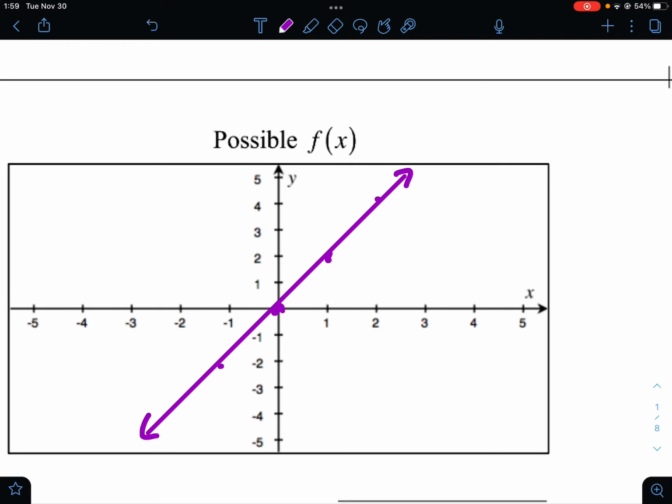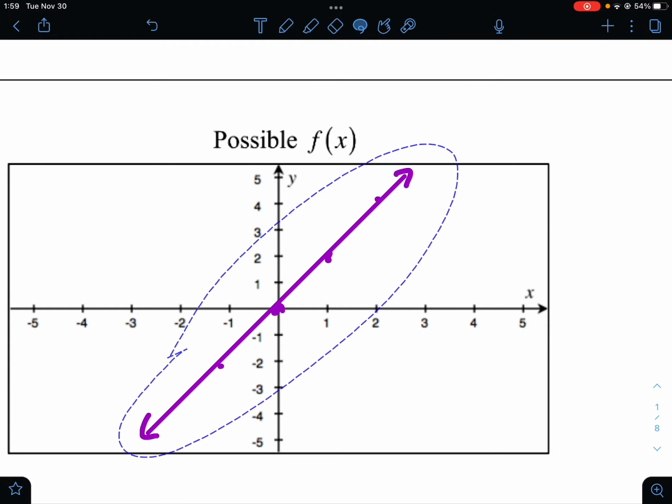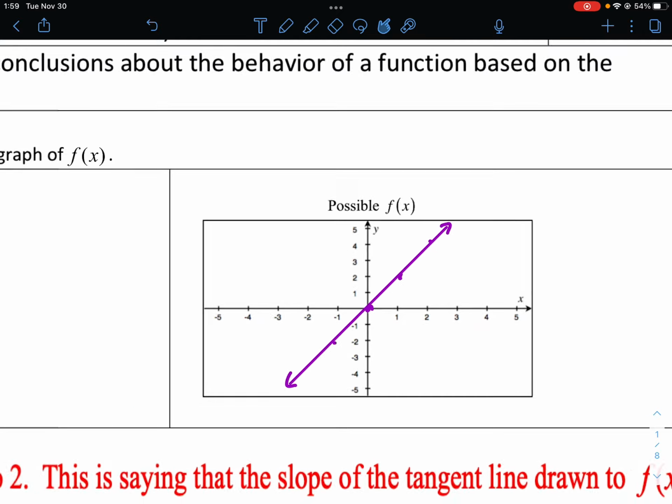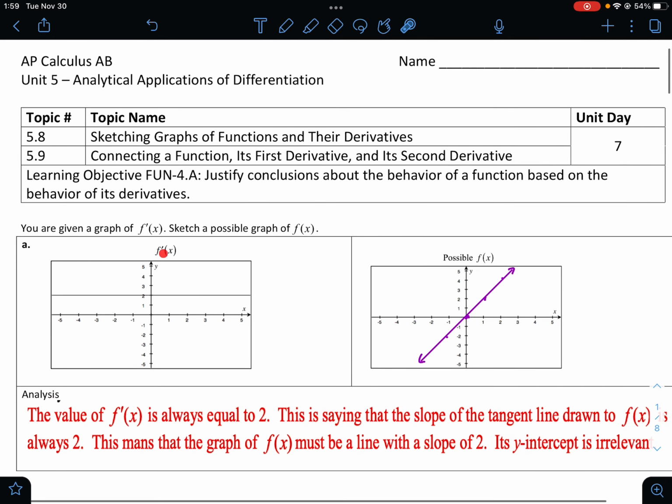Okay, now that's one answer that'll work, but that's just a possible answer. We can move that up, we can move it down, it doesn't matter. But that is one possible answer for the graph of f that will give us this derivative.